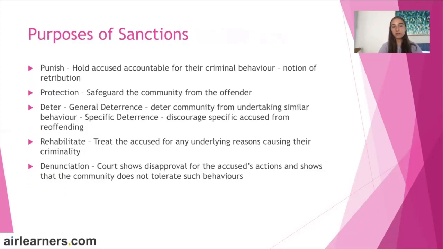Moving on to sanctions. There are 5 purposes of sanctions. The first purpose is to hold the accused accountable for their criminal behaviour. So to punish the accused is a notion of retribution. Protection is to safeguard the community from the offender. Deterrence, we have 2 different types: general deterrence, which deters the community from undertaking similar behaviours, and specific deterrence, which discourages the accused from reoffending. Rehabilitation seeks to treat the accused for any underlying issues causing their criminality, such as drug and alcohol treatment. And denunciation, which is where the court shows disapproval for the accused's actions and shows that the community does not tolerate such behaviour. This is usually where the court will hand down harsher penalties to reflect the denunciation.